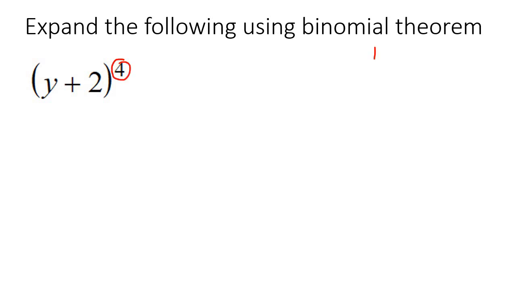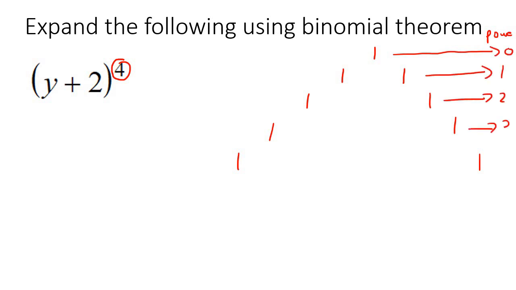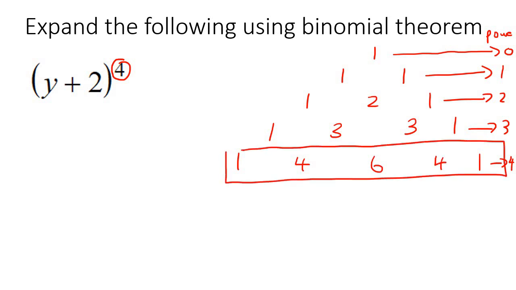So let's quickly go construct this triangle. It's really good practice to just do it. Okay, so then the power, this is level 1, 0, 1, 2, 3, 4. Okay, so we need to go all the way down to 4. Now you need to complete this triangle now. So 1 plus 1 is 2, and then 1 plus 2 is 3, 2 plus 1 is 3, 3 plus 1 is 4, 3 plus 3 is 6, 3 plus 1 is 4. Okay, so we need these numbers. These are very important for us.